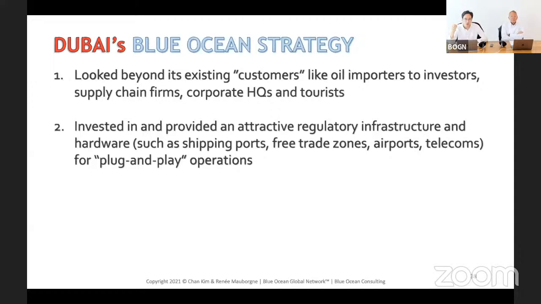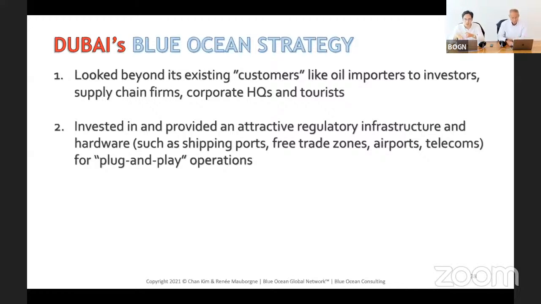But today, Dubai has over 30 free trade zones. You have very fancy names, Internet City, Media City. I think there's another one called Academic City. So all these free trade zones serve as hubs for certain industries and certain corporate HQs. And they invested a lot into these free trade zones.